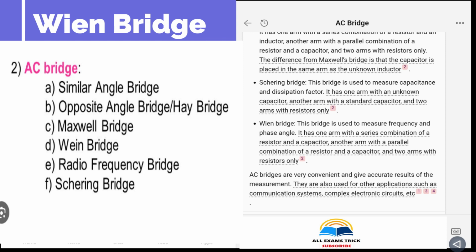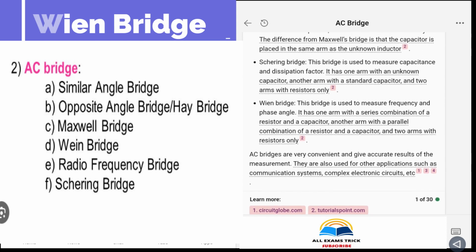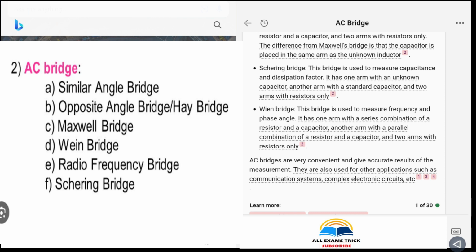AC bridges are very convenient and give accurate results of the measurement. They are also used for other applications such as communication systems, complex electronic circuits, etc.